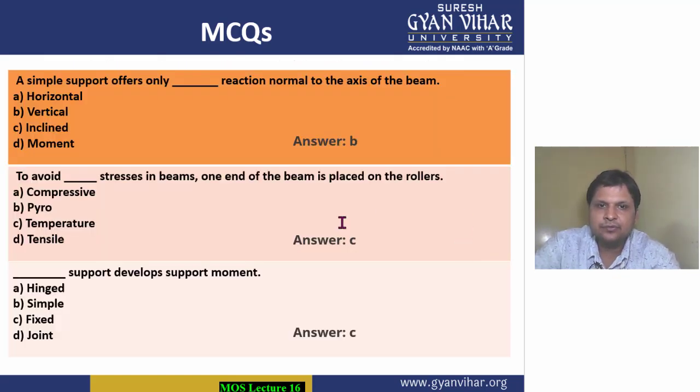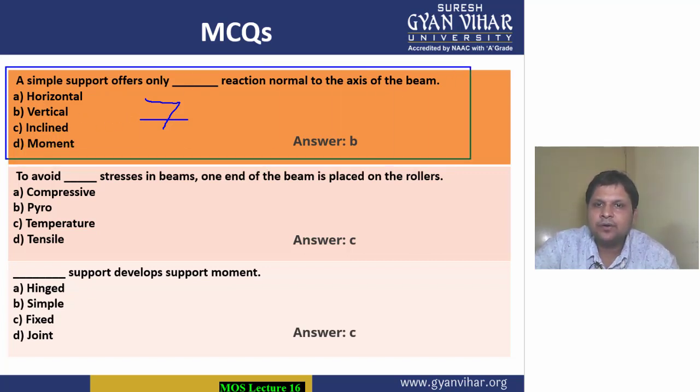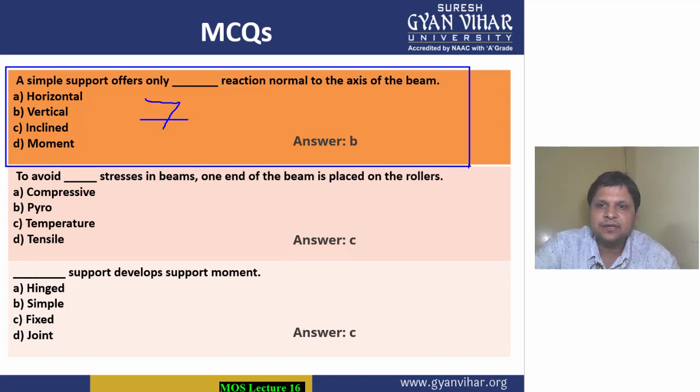Coming into the next MCQ, some simple MCQs are there. We are into the MCQ number 7. What is the question saying to you? A simply supported beam offers only dash reaction normal to the axis of the beam. So we all know a simply supported beam only offers vertical reactions.